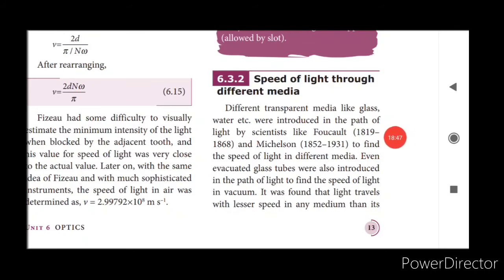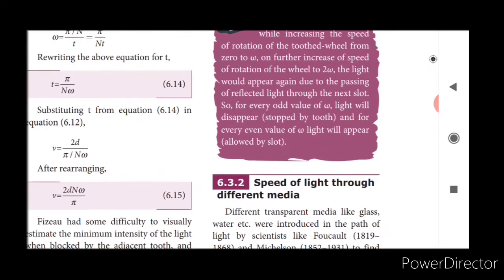That is called a sophisticated instrument, and the speed of light in the air was determined as 2.99792 into 10 power 8 meter per second. Okay, so look at that one.